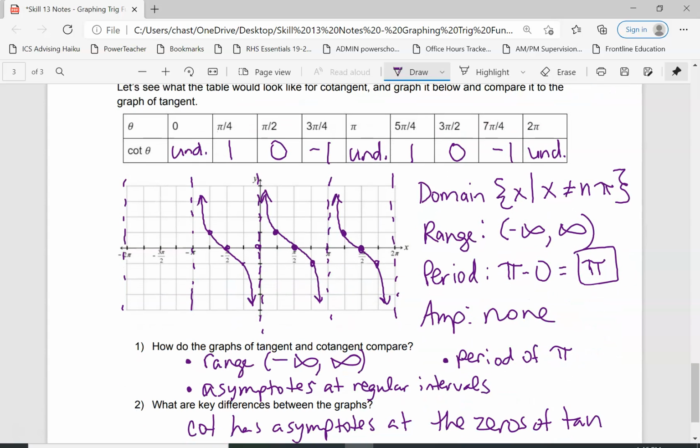All right, and we're going to talk a lot more about these different properties of these functions, so stay tuned to class and we'll talk about all of this.